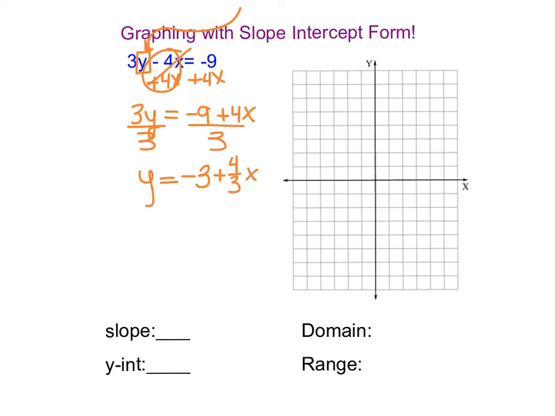Then from here, I need to identify my slope and my y-intercept. My slope is the coefficient of x, so that's 4/3. And then my y-intercept is the constant value. So I know my y-intercept is that x is 0, y is -3. So then from here, I go over to my graph and I plot my y-intercept at x is 0, y is -3.